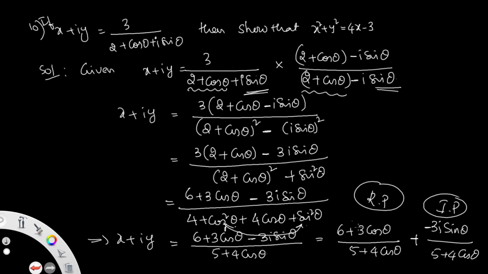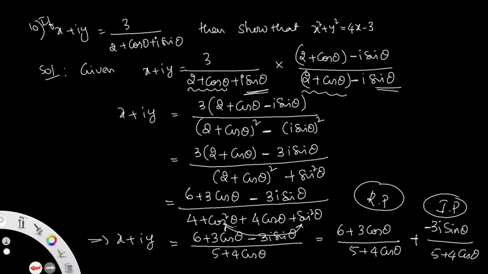The question is given that x² + y² = 4x − 3. We substitute, and both sides should give the same answer, that is LHS equals RHS. We need to prove that both are equal. So x = (6 + 3 cos θ)/(5 + 4 cos θ) and y = −3 sin θ/(5 + 4 cos θ). Next page I am doing.